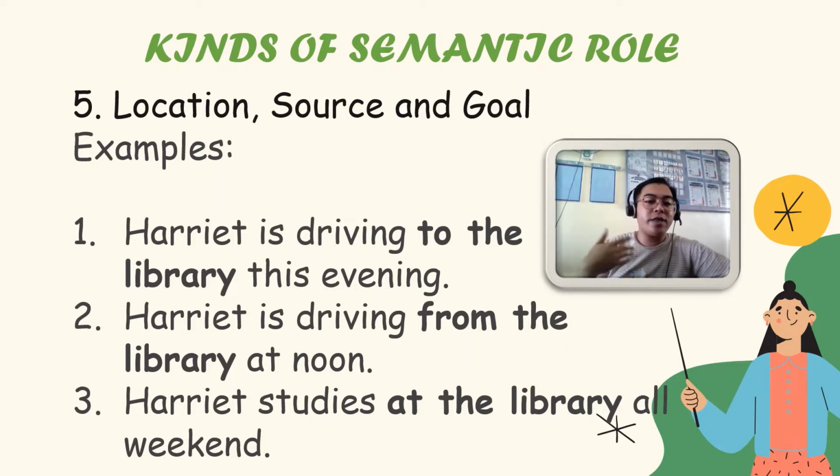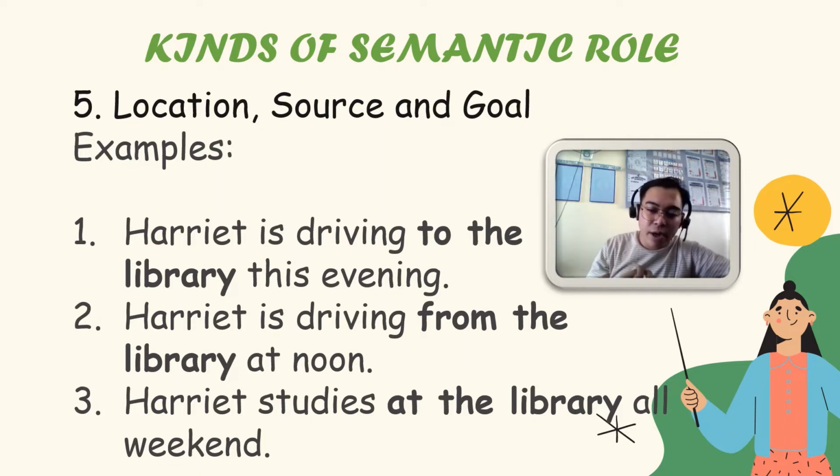It is always a challenge for us teachers, or even students, to distinguish between source, goal, and location. The key is generally the preposition that precedes the NP, or the noun phrase. Now, let us go back to sentence number 1: Harriet is driving to the library this evening. The goal is the entity towards which the action of the verb moves, wherein Harriet is driving to the location, which is the library.